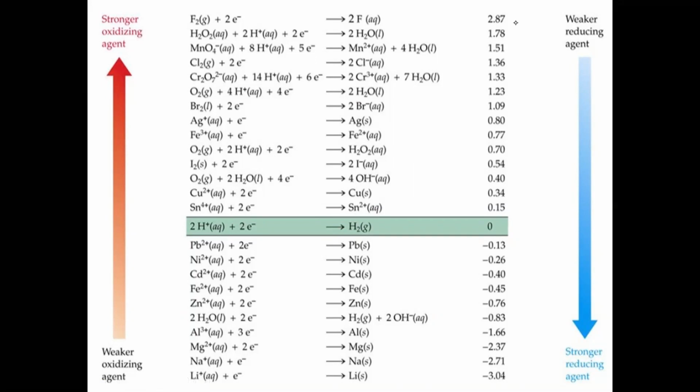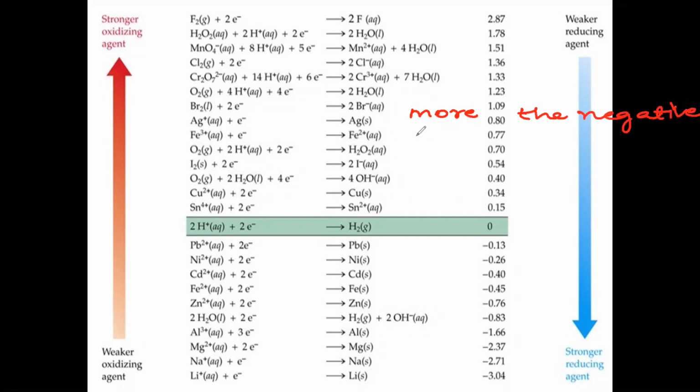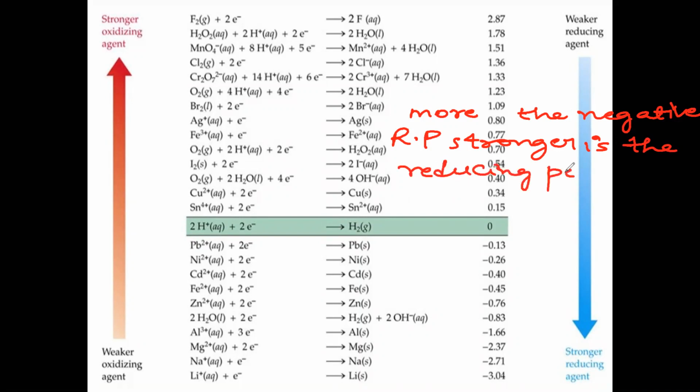Here we don't have place, I'm taking a new slide. More the negative, this negative means only the sign, not the value. More the negative reduction potential, RP, stronger is the reducing power. So lithium can displace any metal from its salt solution because it is on top of the table. In the table here it is given at the base, but actually it is on top, because we have to read the table from lithium up to fluorine. Fluorine is the weakest one.